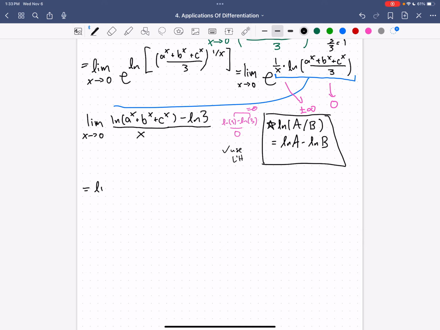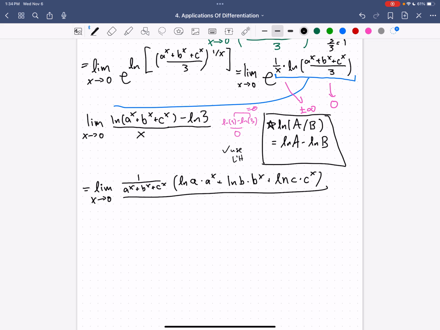All right, so using L'Hopital, let's recall, means just taking the derivative of the top and the bottom. Derivative of the top, well, derivative of log of anything is 1 over that thing. And then by the chain rule, derivative of the inside. And here, these are exponents, but with weird bases. Well, not weird, it's just that they're not e. So we get log of a times a to the x plus log of b times b to the x plus natural log of c times c to the x.